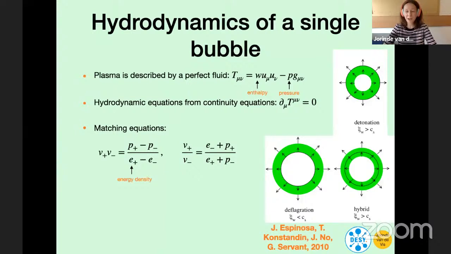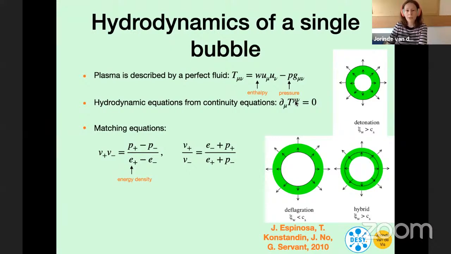Okay, in order to understand how we can do that, let us first have a look at the hydrodynamic equations of a single bubble. So the plasma in this case is described by a perfect fluid. So this depends on the enthalpy, the fluid velocity, and the pressure, where the enthalpy is just the sum of the pressure and the energy density. Then the hydrodynamic equations follow just from the continuity equations. I will show them in a second.